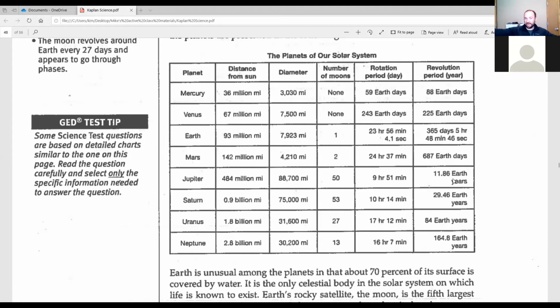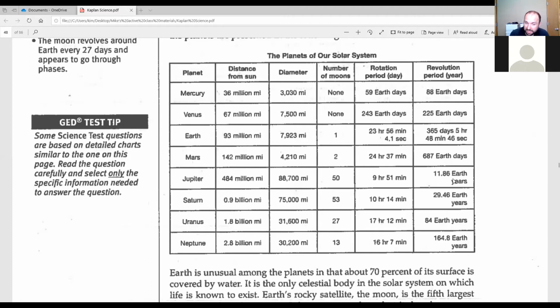Now we're getting way out. Uranus, 1.8 billion miles away, 31,000 miles across, 27 moons, so not as big as Jupiter and Saturn, but still huge, right? A day on Uranus, 17 hours, 12 minutes, and it takes 84 of our years to orbit one time. So some of us may not even live that long. 1 year. Neptune, 2.8 billion miles away. It's our furthest out planet. 30,000 miles across, 13 moons, 16-hour day.